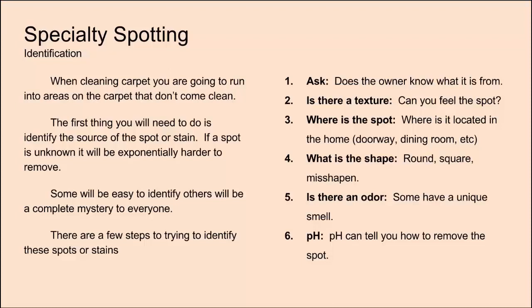So there's a few steps you can do to try to run a mystery spot down to figure out what it is. Number 1, ask. You'd be surprised at how many times you run into a spot and nobody's ever seen it before until that day. You ask them, where's this spot come from? And they'll say, I never noticed that spot before. It's really surprising. Sometimes it could be right in the middle of a living room and everybody says, I never even realized that was there until that day.